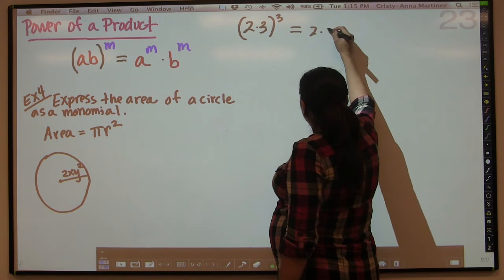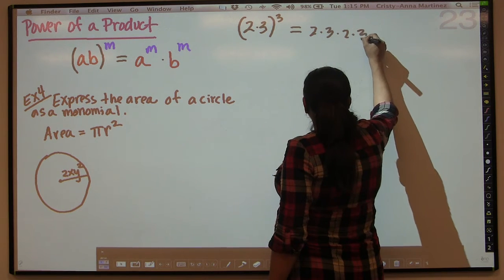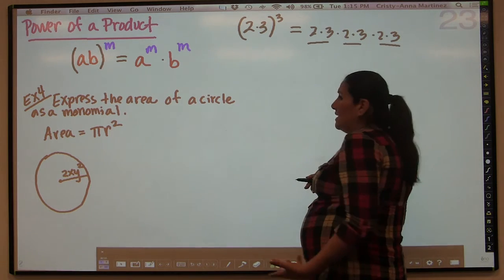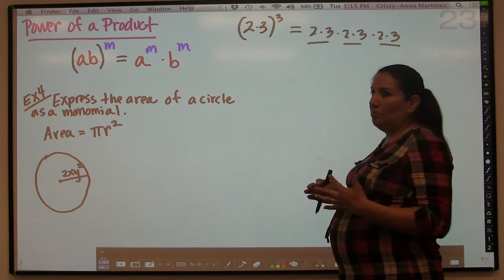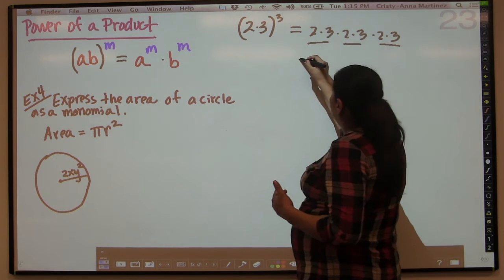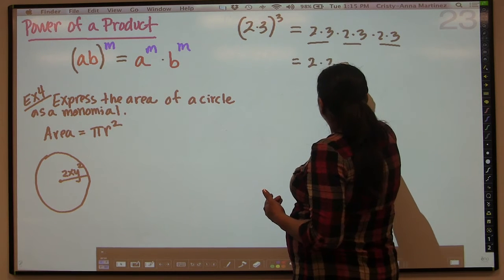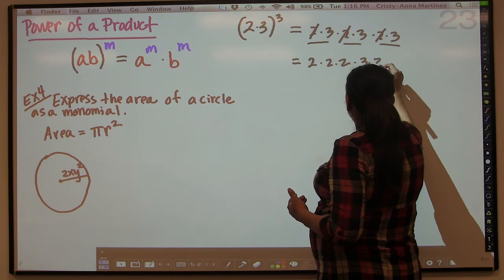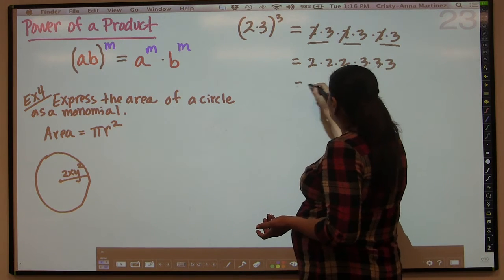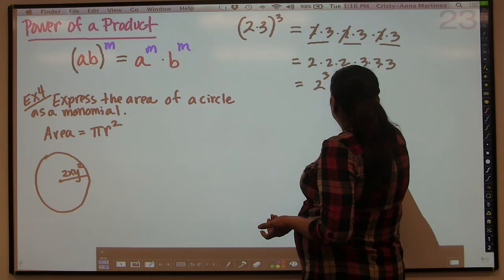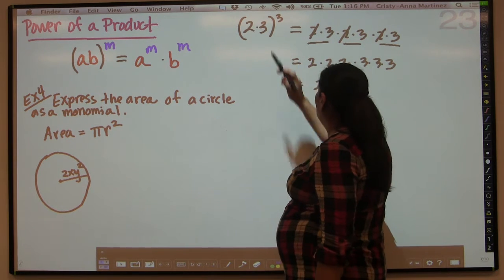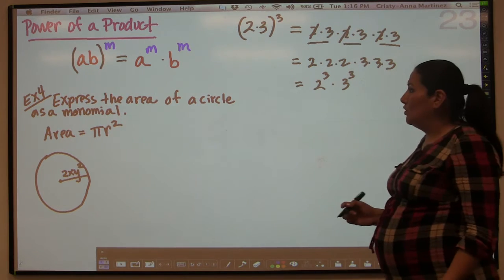That means 2 times 3 times 2 times 3 times 2 times 3. So basically you have 2 times 3, 3 times. But again, when we multiply, it doesn't matter what order we multiply in. So that could very easily become 2 times 2 times 2, and then 3 times 3 times 3, which is basically the same thing as 2 to the 3rd times 3 to the 3rd, which is basically distributing the 3 to both the 2 and the 3. So that's how we do that.